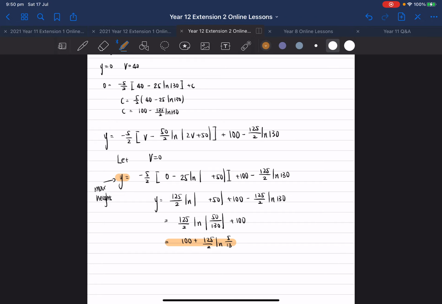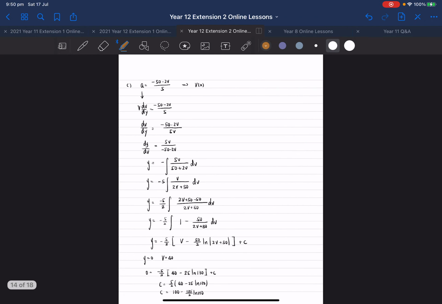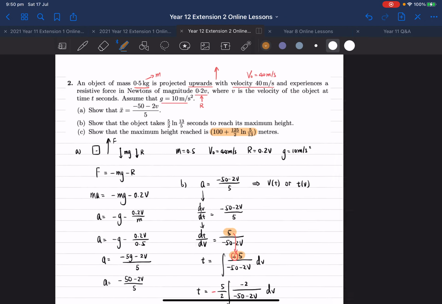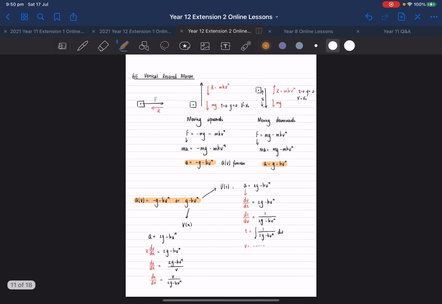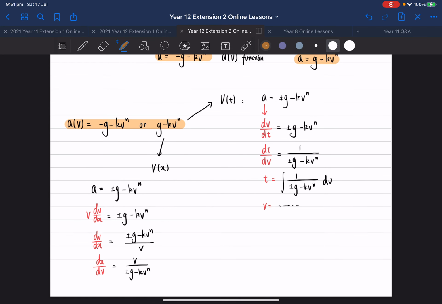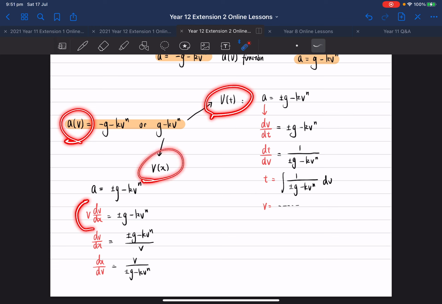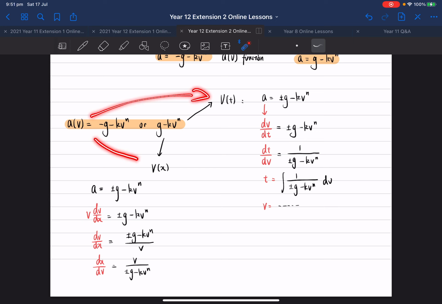Okay, all right. Yeah, it's a really good question here. Question 2, a very good question. I actually picked this question just randomly, but this question perfectly shows you what's going on from AV functions here. You need to change into VT function, and you need to change to VX function. It's a perfect example, really good example here.